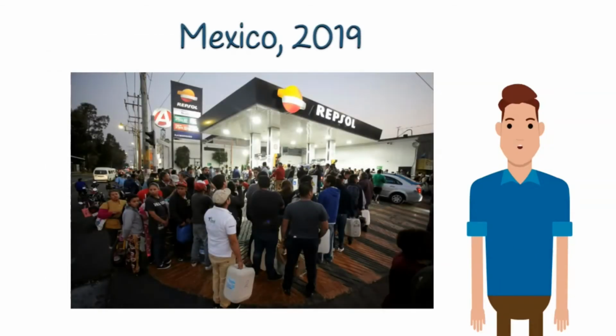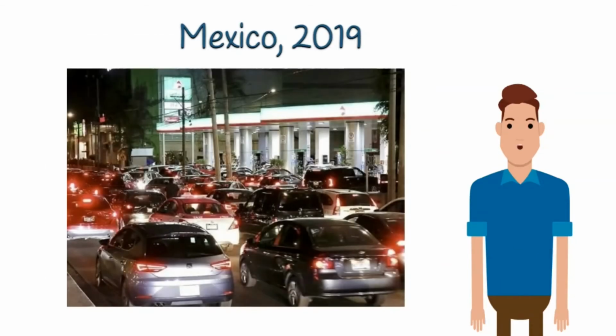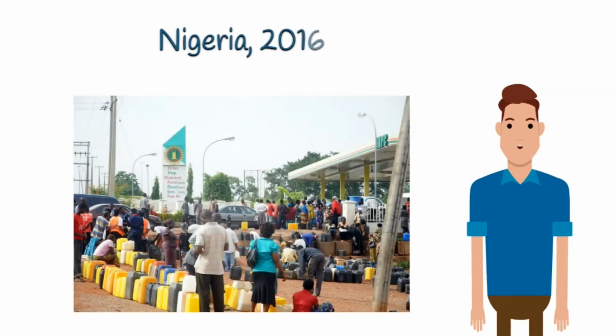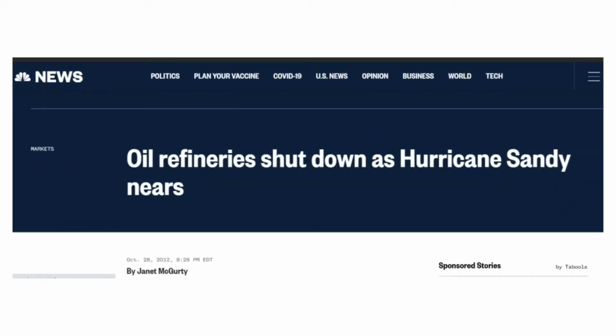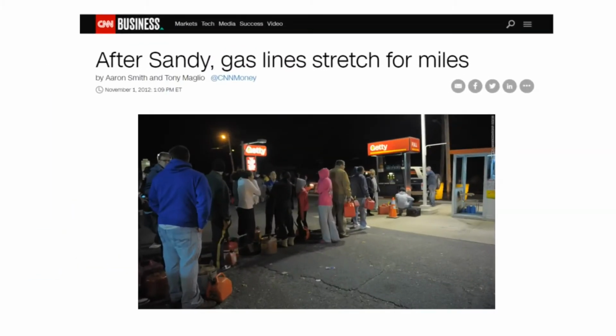Here we see images from Mexico in 2019. Here is an image from Nigeria in 2016. In 2012, Hurricane Sandy caused several refineries to shut down, leading to a significant drop in the availability of gasoline. If markets were functioning well, this would have led to a sharp increase in gas prices, causing people to economize on gas consumption for a while. But instead, there were gas shortages in New York and New Jersey.